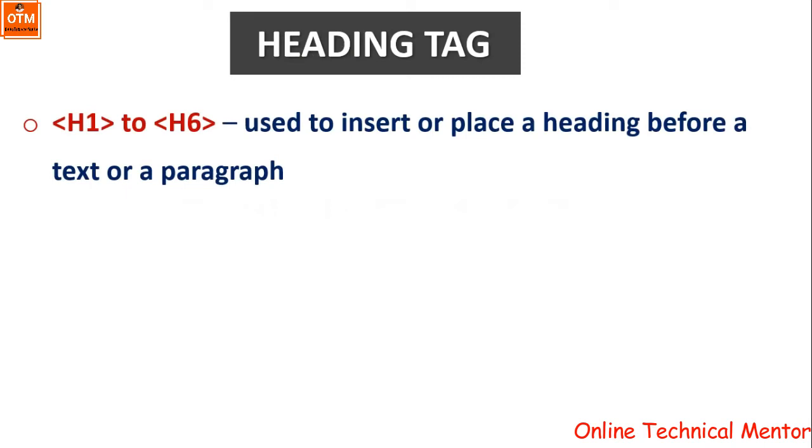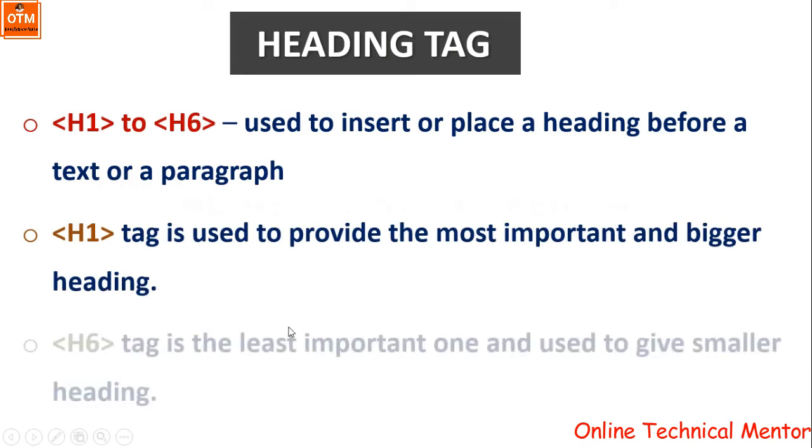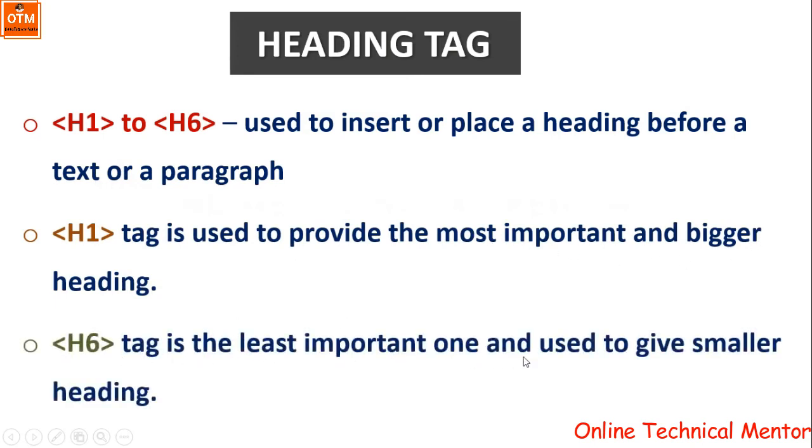Next, heading tags, H1 to H6. These tags are used to insert or place a heading before a text or a paragraph. So this H represents the heading, and it has values 1 to 6. That means H1, H2, H3, H4, H5, and H6. So there are 6 heading tags available in HTML. Among these, the H1 tag is used to provide the most important and bigger heading, and the H6 tag is the least important one and used to give a smaller heading. Let me show you an example.